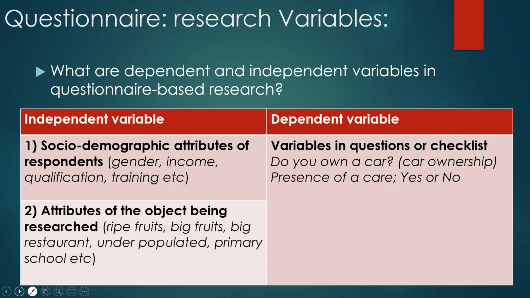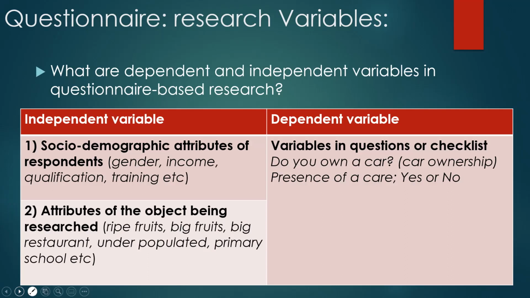Those are independent variables. So your dependent variable for a survey will be what? It should be the variables in the questions, or actually the questions or the checklist that you are using to assess the objects that are being researched. Maybe you are checking the quality of food. Obviously you must have the type of fruit, where it's being sold, who is selling the fruit. All those attributes are social demographic attributes. Then now you say clean, not clean.